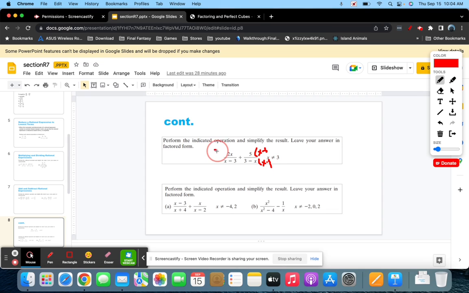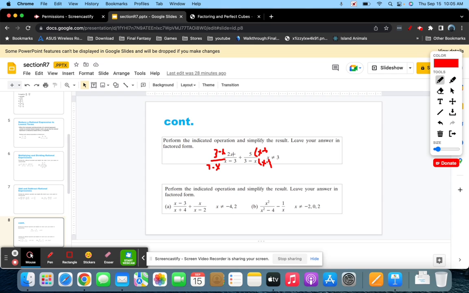Okay, 2x times 3 minus x over denominator 3 minus x. I know this is horrible. I'm trying my best. Okay, so we can combine these. 3 minus x times 2x plus 5. Now the numerators, you do need to do the distributive property and then add those two together. The denominator you keep as 3 minus x times x minus 3.